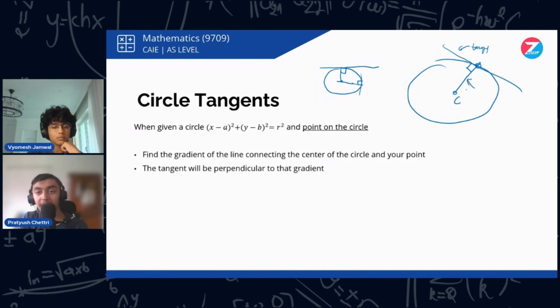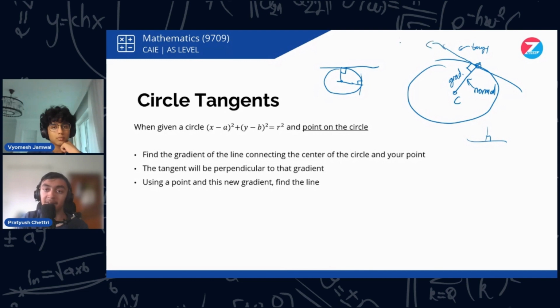What is this one called, you might think? There's a specific term for it. You call it the normal. In science or maths, normal usually means 90 degrees. So the normal to the tangent crosses through the center, we would say. Henceforth, using the gradient of the normal, we can say that the gradient of the tangent is perpendicular, or minus 1 over m. And we have the gradient, we have the point already given. Henceforth, we can find the line.